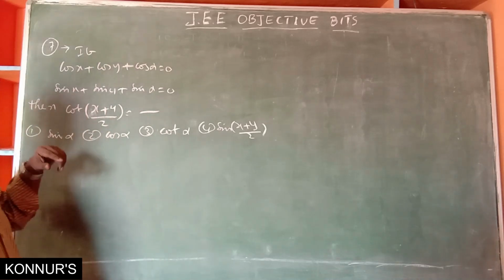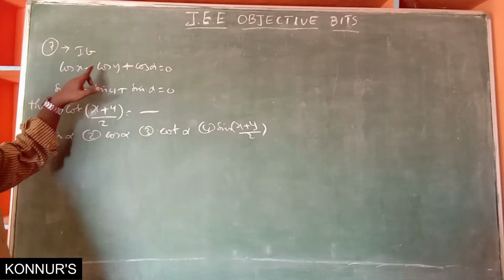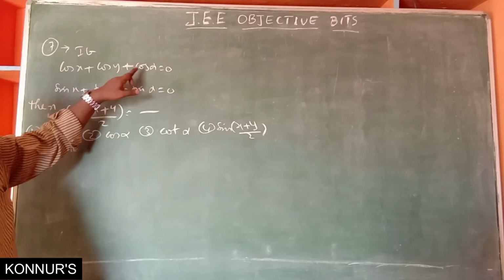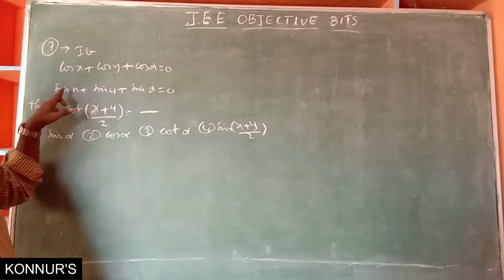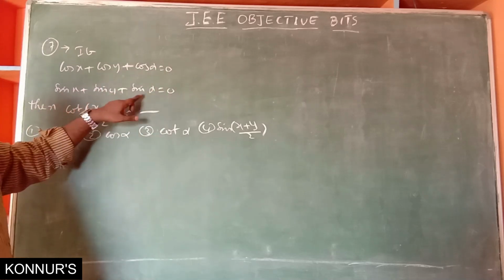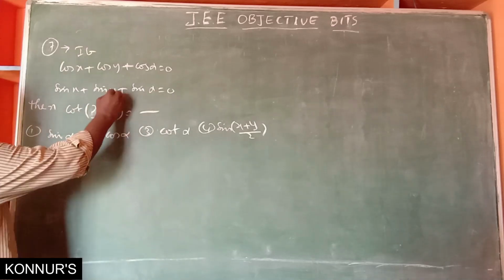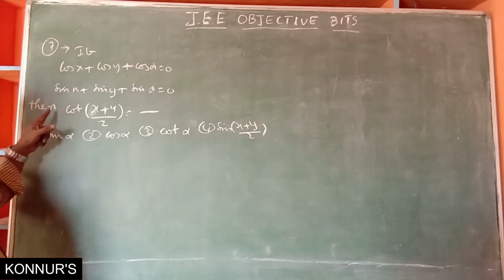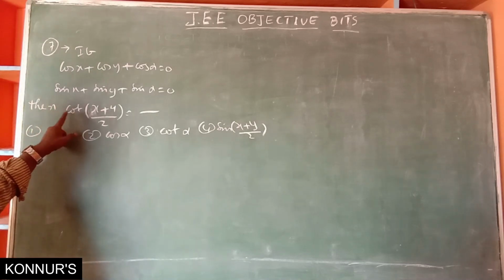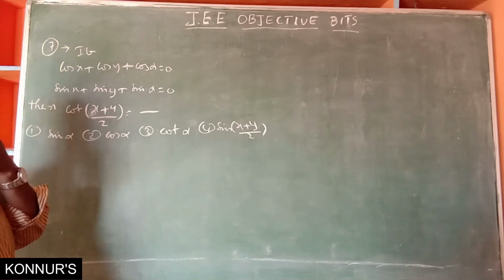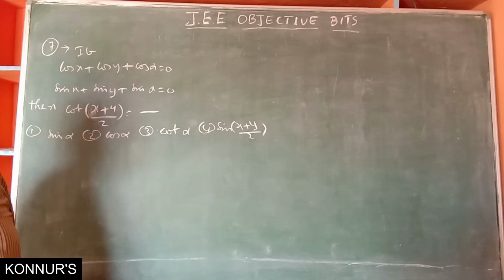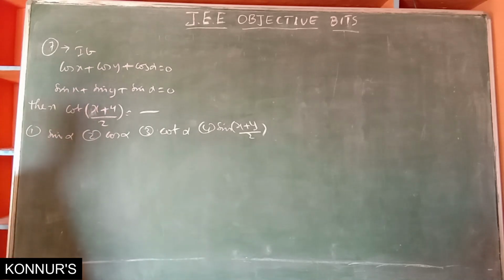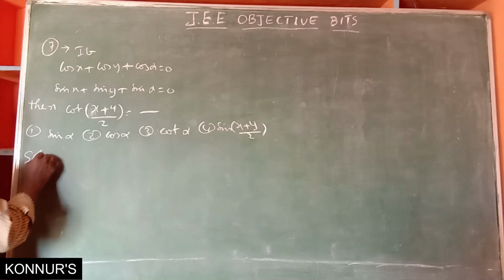Observe. If cos x plus cos y plus cos alpha is equal to 0, and sin x plus sin y plus sin alpha is equal to 0, these are the given data. And we find the value of cot of (x plus y) by 2 is equal to dash. And options are given. Observe the solution.